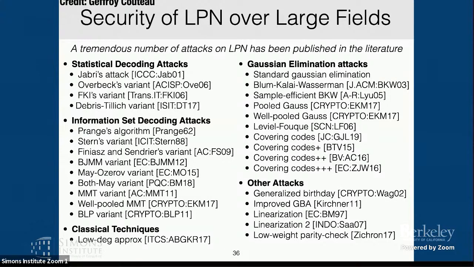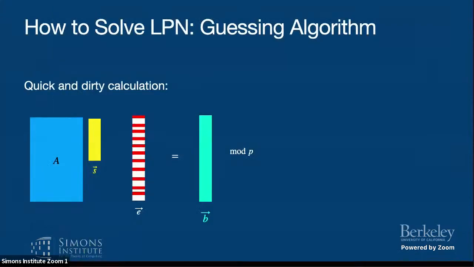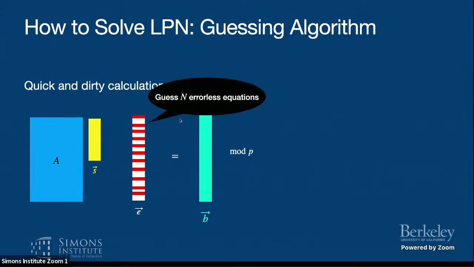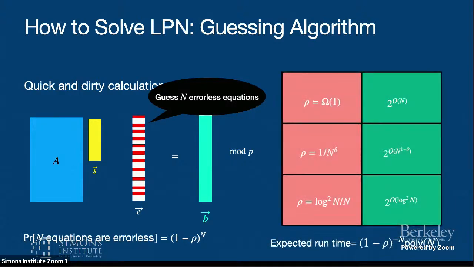And none of them actually far exceed the best running time of an extremely simple algorithm, which I'm going to tell you: the guessing algorithm. In the guessing algorithm, you simply guess n errorless equations. If the probability of error is rho, the probability of guessing n errorless equations is (1 minus rho) to the power n. Therefore, if you repeat it (1 minus rho) to the power minus n times, you get high probability of hitting the right errorless equations and solving using Gaussian elimination.